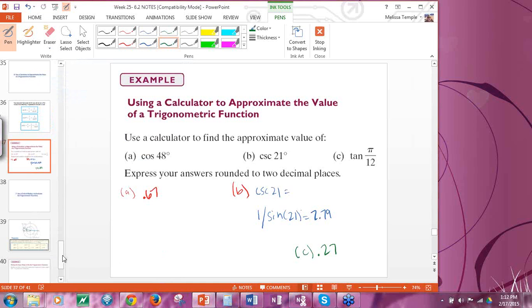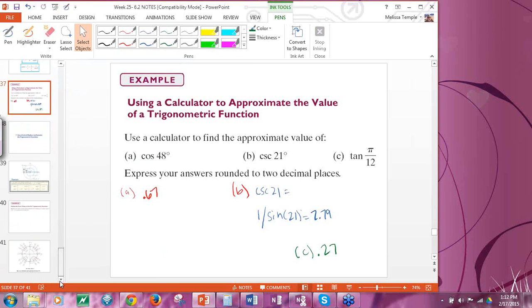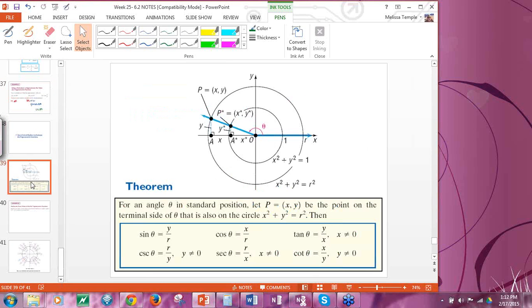Okay, so we got one last example and then we will finish up with our unit circle. In all the previous examples, we've been able to find sine of theta by simply saying it's equal to y, and cosine is equal to x. Well, really, sine and cosine are not equal to y and x. Sine of theta is equal to y divided by the radius. Cosine of theta is equal to x divided by the radius.